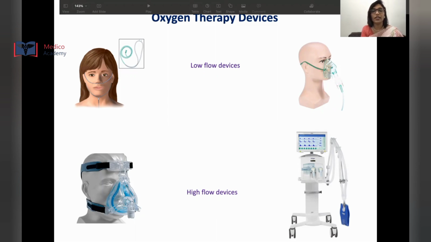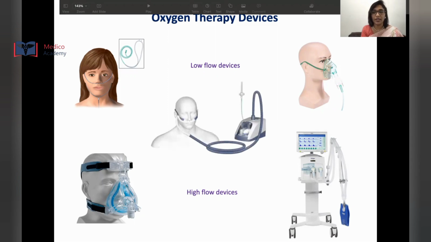The high flow oxygen therapy device, the one seen in this picture, is a device which can be classified as a high flow oxygen delivery device. Also, most of these high flow delivery devices are fixed performance devices, in contrast to the low flow devices which are variable performance devices. In a fixed performance device, if you set a particular FiO2, most of the time, or 99% of the time, the patient receives exactly that fixed FiO2.